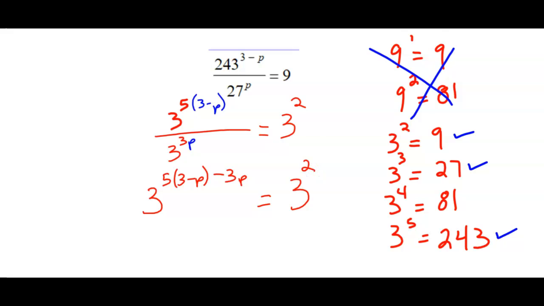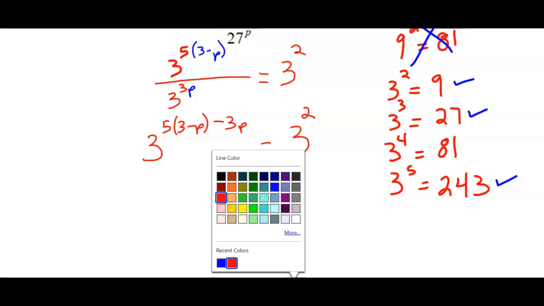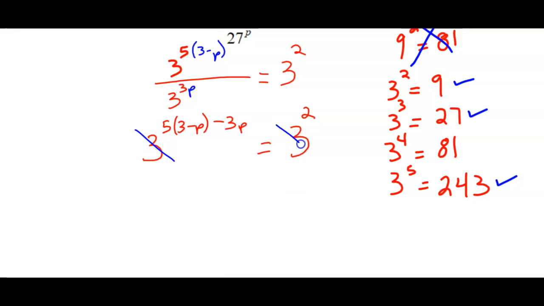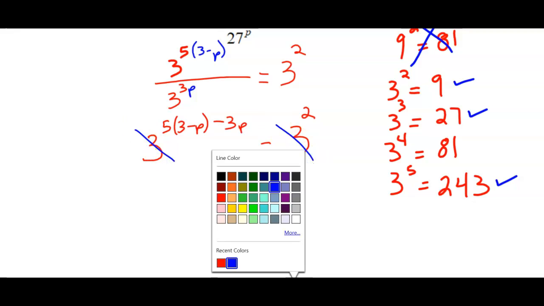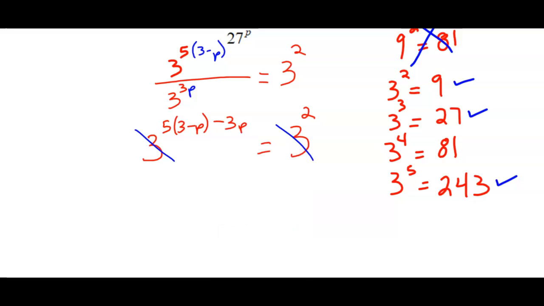And then from there, you have your bases the same, so we can go ahead and just cross those off, because if the bases are the same, the exponents are equal to each other. And then we're just going to solve this. So I'm going to distribute this 5, so we end up with 15 minus 5p minus 3p equals 2. So that's what the exponent turns into. And then you want to combine your like terms here. So 15 minus 8p equals 2.